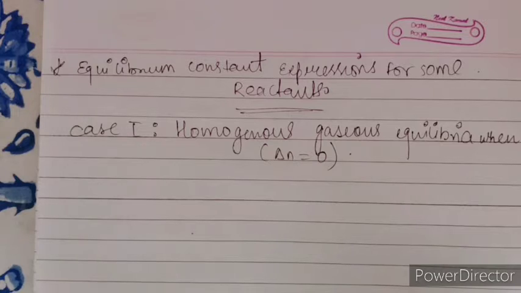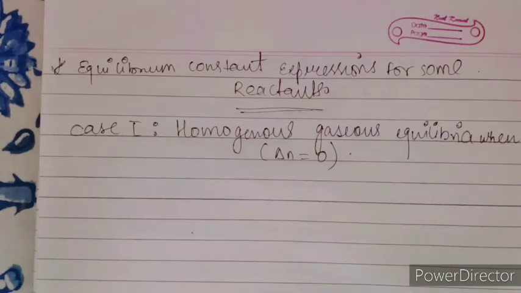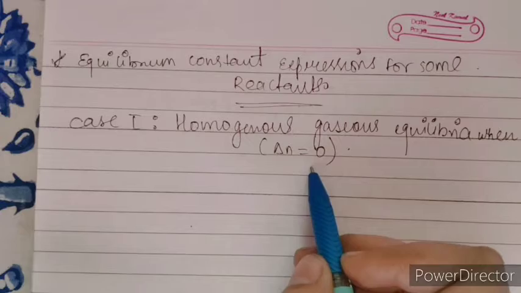Now we are starting equilibrium constant expression for some reactions. With the help of some reactions we will express the equilibrium constant in four types. The first case is homogeneous gaseous equilibria when delta n is equal to 0.